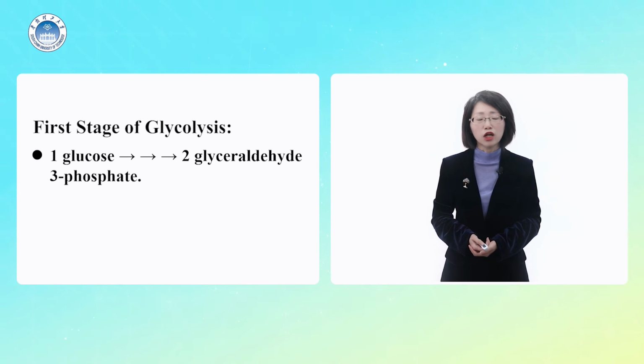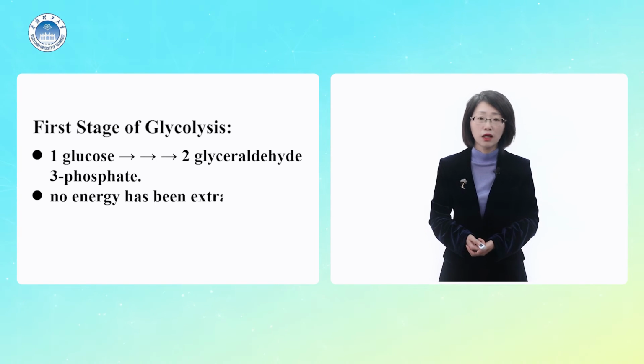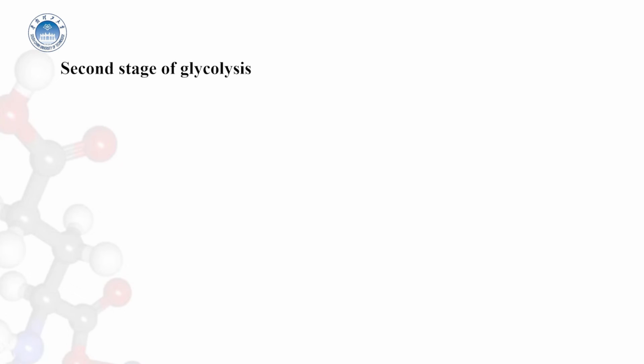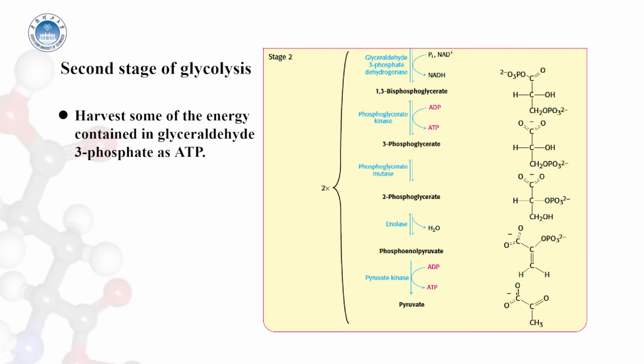So, in the first stage of glycolysis, the preceding steps have transformed one molecule of glucose into 2 molecules of glyceraldehyde 3-phosphate. But no energy has yet been extracted. On the contrary, thus far, 2 molecules of ATP have been invested. The second stage of glycolysis is a series of steps that harvest some of the energy contained in glyceraldehyde 3-phosphate as ATP.